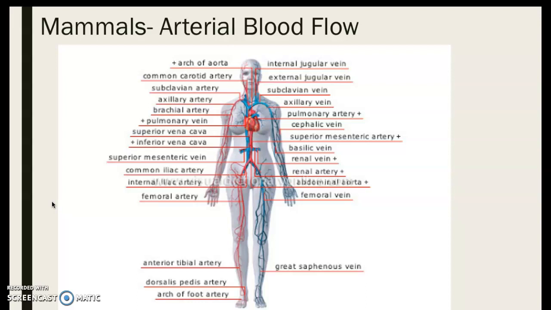Below this branching, the abdominal aorta branches into the common and internal iliac arteries, supplying blood to the pelvis and the organs in that vicinity. The artery continues as the femoral artery, which branches into smaller arteries while continuing down the leg to supply blood to the lower limbs.